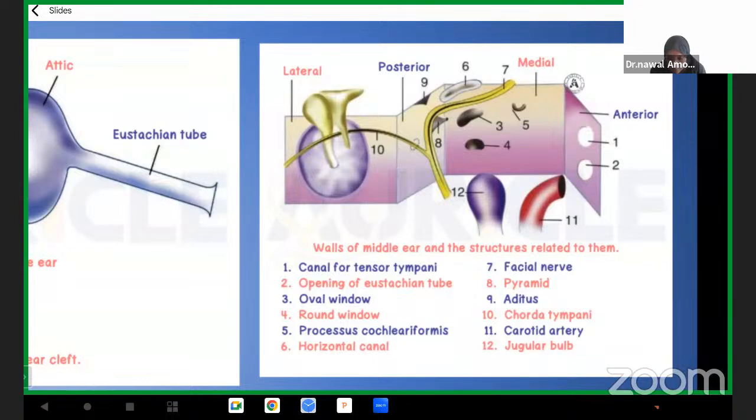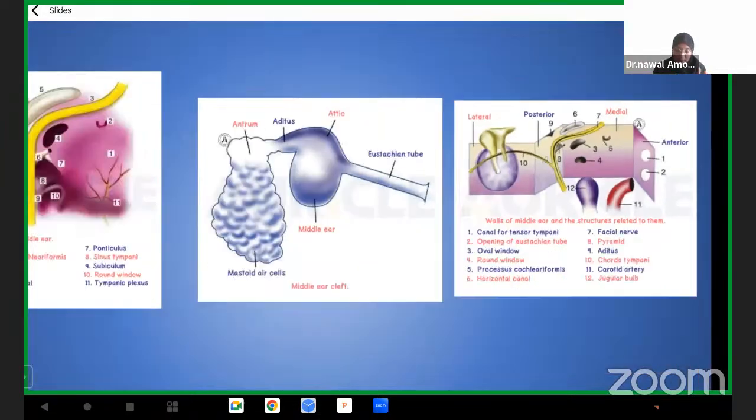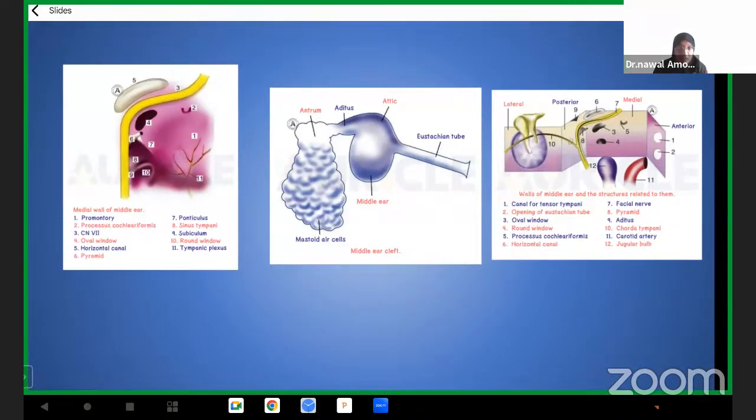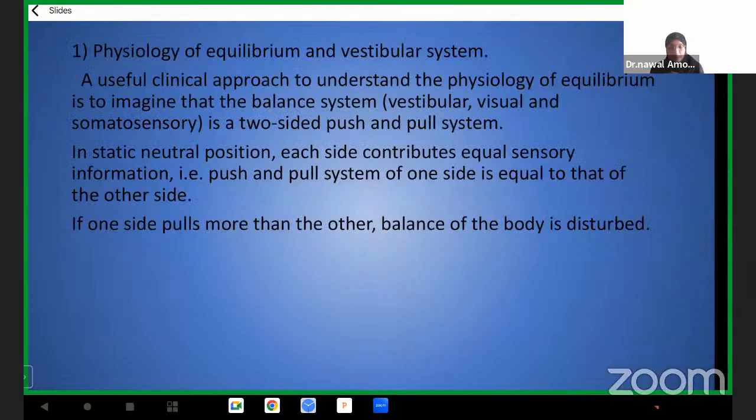10th, we have the chorda tympani nerve. It enters from the posterior to the lateral part. So chorda tympani is a branch of the facial nerve. You can see it very clearly. Remember, the floor of the middle ear separates it from the jugular bulb, and the anterior wall of the middle ear separates it from the internal carotid artery. These three diagrams are important again.